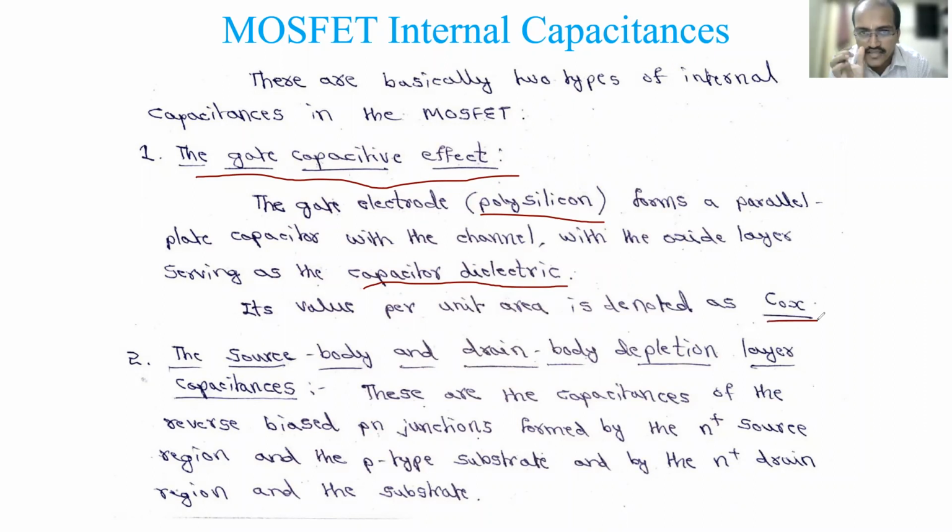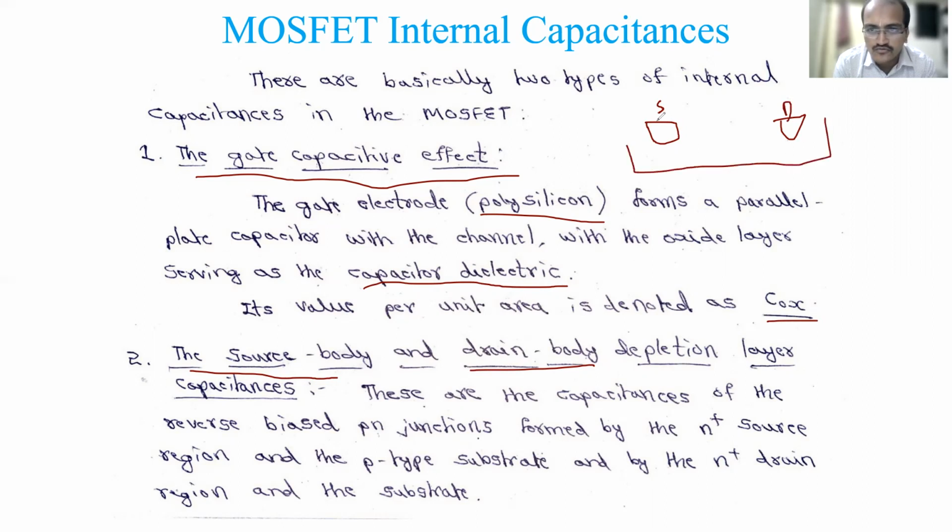Okay, gate capacitive effect is denoted by this capacitance value. Then the second type of internal capacitances is between the source and the body and the drain and the body. So where is the source and drain? There is a structure, right? N plus regions are there. Same way here, N plus region is there. One is source, one is drain here, right? You know this. One side source electrode is connected, another is drain. And both of these are formed where? Above the body, right? So this is the body.